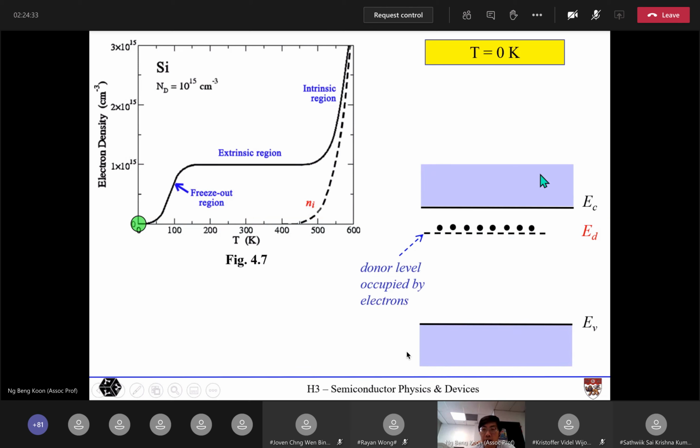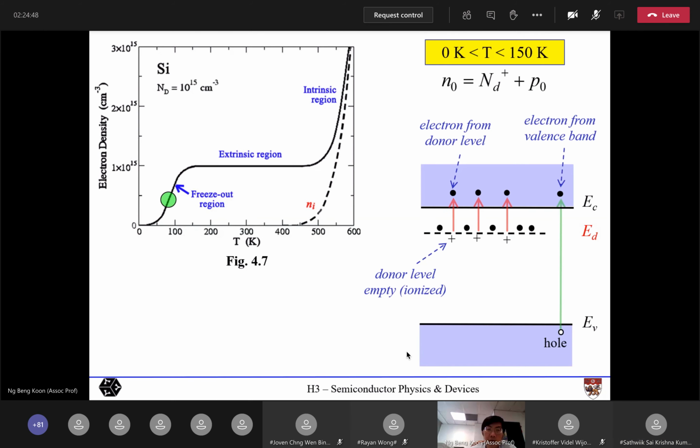Okay, so you don't expect to find any electrons in the conduction band, and that's why the electron density is 0, right? You don't see free carriers roaming around in the semiconductor. Now, what happens when you start to provide thermal energy to the semiconductor by raising the temperature? When you do that, you find that some of the electrons in the donor level start to gain enough energy to get into the conduction band.